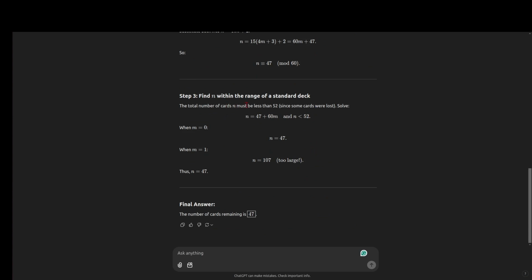The total number of cards n must be less than 52. Since some cards were lost, then solving, it comes up with the answer. The number of cards remaining is 47. So it got the right answer there.